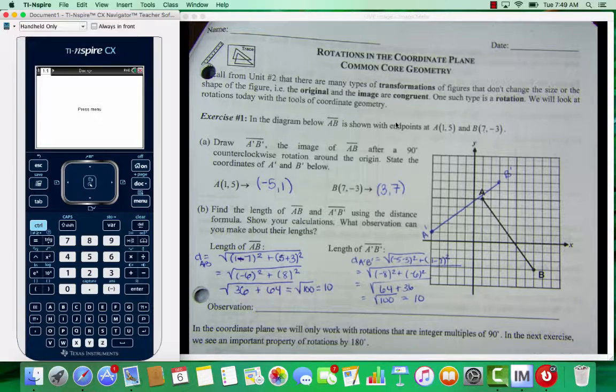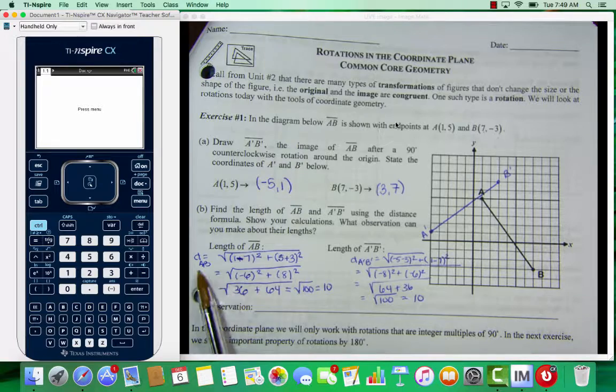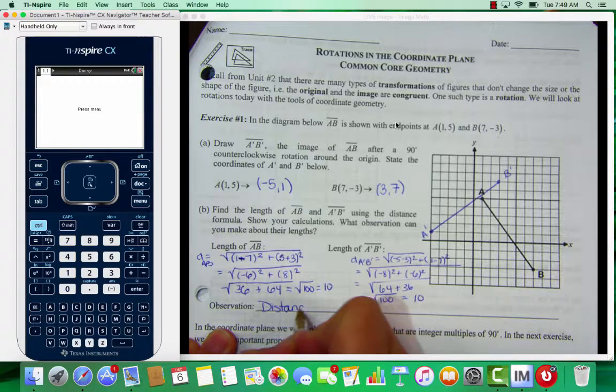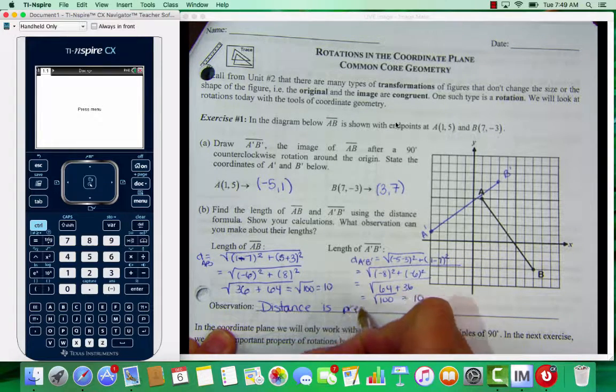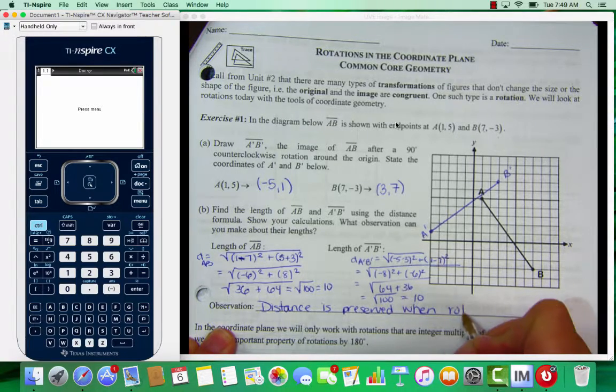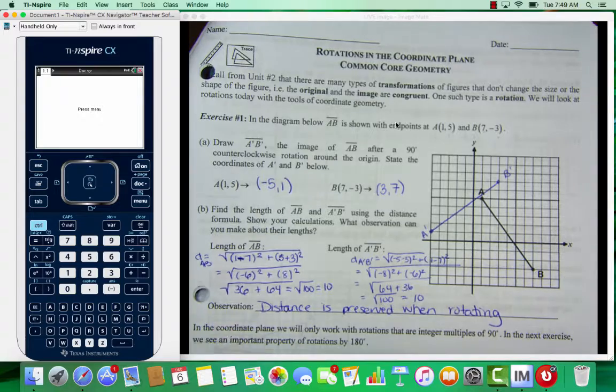So what do you notice? Well, what you should notice is that the lengths of those two segments are the same. The length of AB and the length of A prime B prime are both 10 units. And so basically when we do a rotation of 90 degrees around the origin, the segment will stay the same length. So we can say that distance is preserved when rotating. The distance does not change when you rotate.